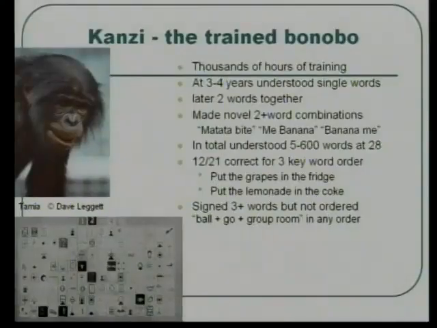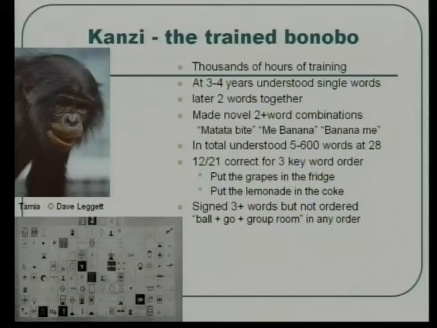But Kanzi was allowed to wander freely in a reserve with a number of human trainers who would interact with him and hide food, and then they'd have to go looking for it. So it was a more relaxed regime. After about 3 or 4 years of working with Kanzi every day, he understood single words. Later, two words together. So you could say, put the melon in the fridge, and he would do that. Or throw the ball in the water, and he would do that. Interestingly, you can't throw the water in the ball, and you can't put the fridge in the melon. But later on, he was able to understand reversible sentences. So that would be something like pour the lemonade into the orange, where you could either pour the lemonade into the orange or the orange into the lemonade.